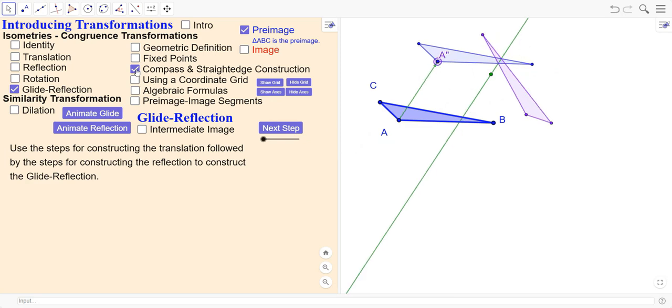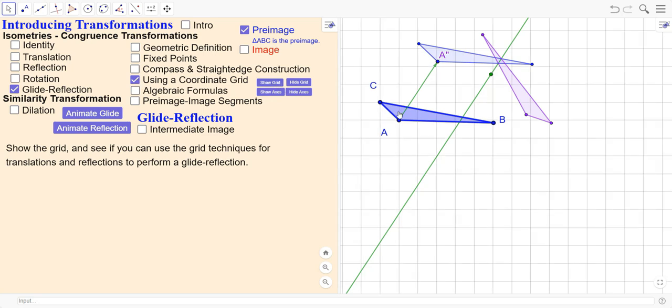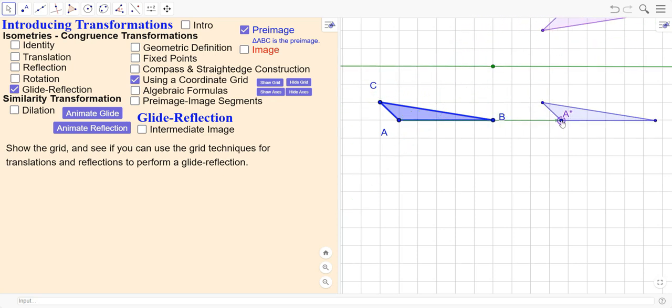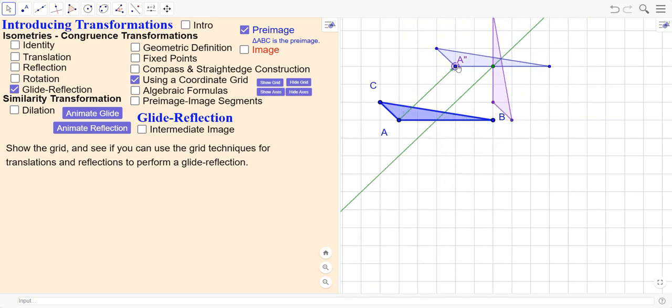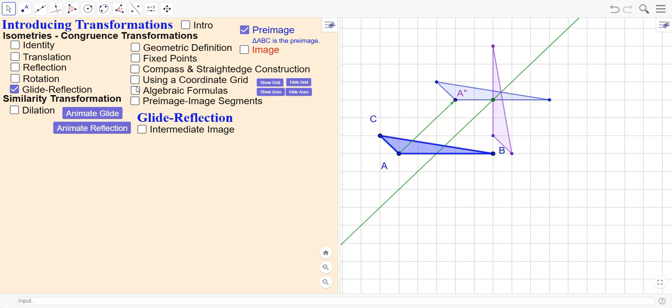Okay. You can use a coordinate grid, but just use the same kind of things that we did before. If these are nice lattice points, to use the coordinate grid effectively, you're probably going to need that vector to be vertical, horizontal, or at plus or minus 45 degrees. I'm not going to talk about algebraic formulas.